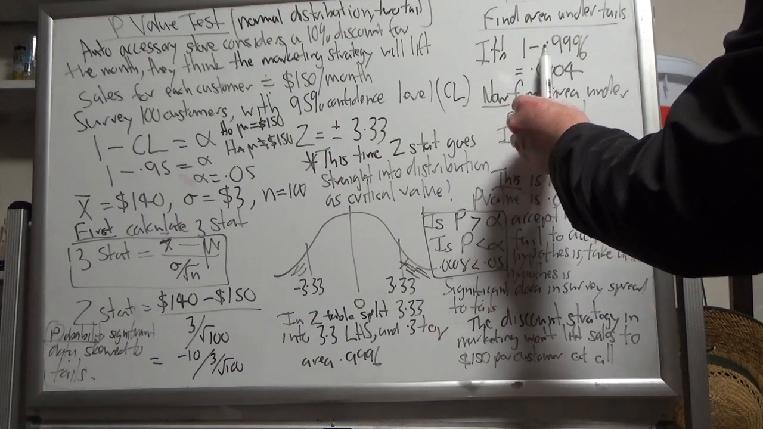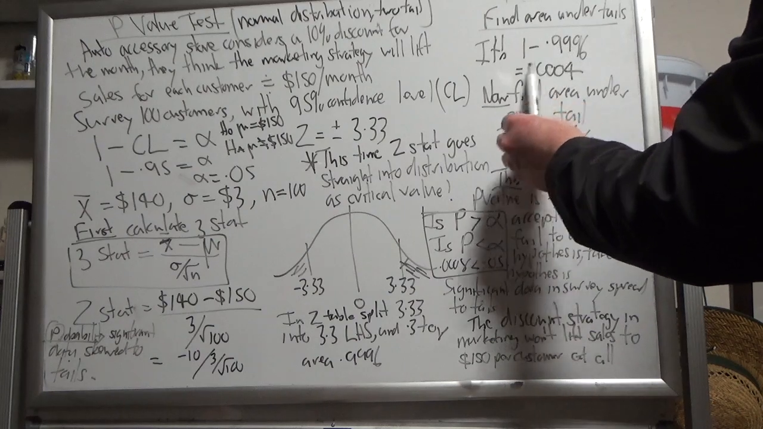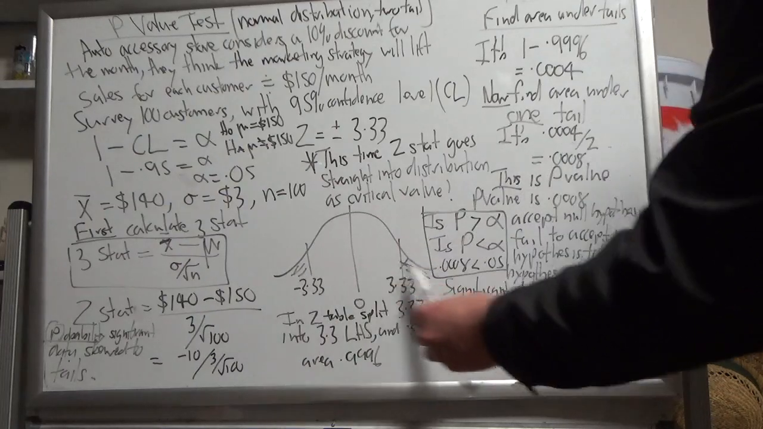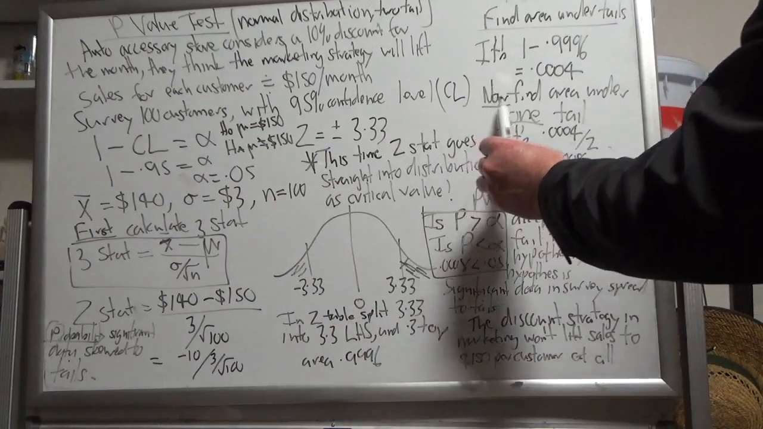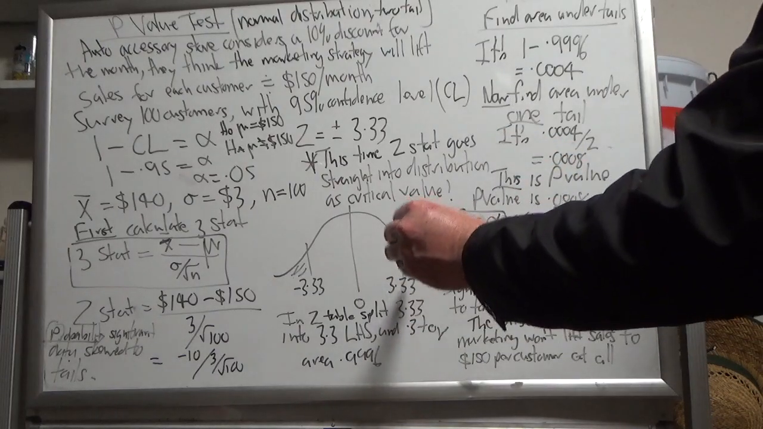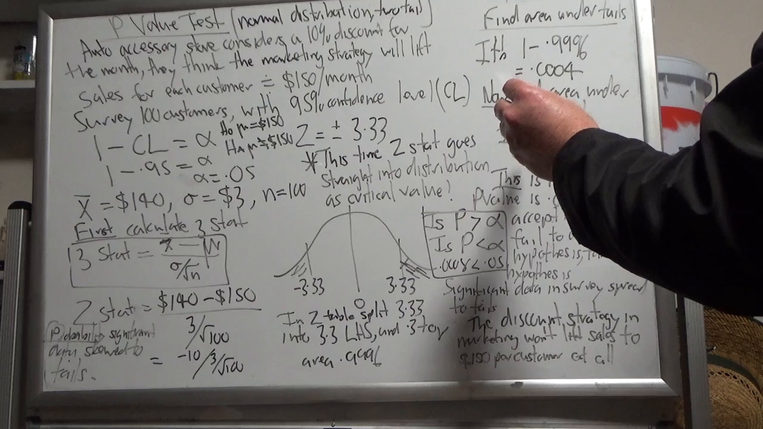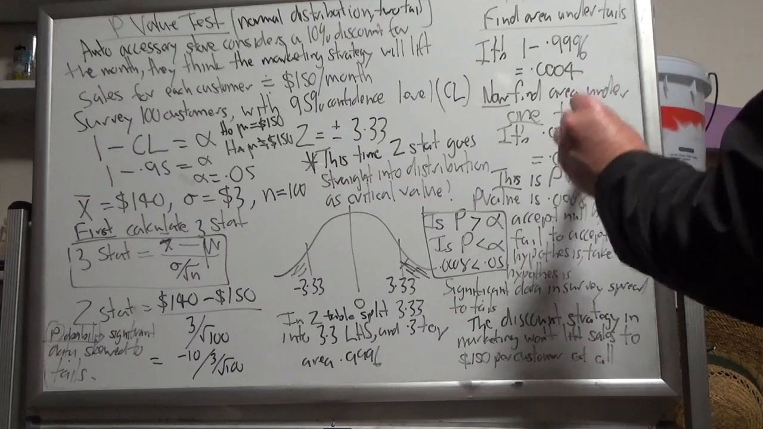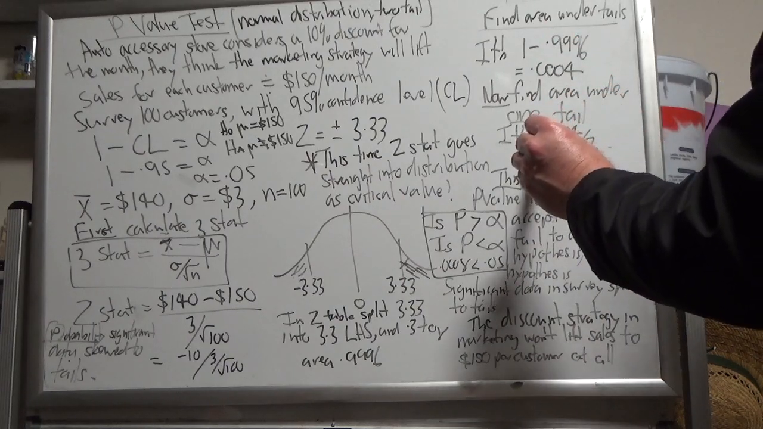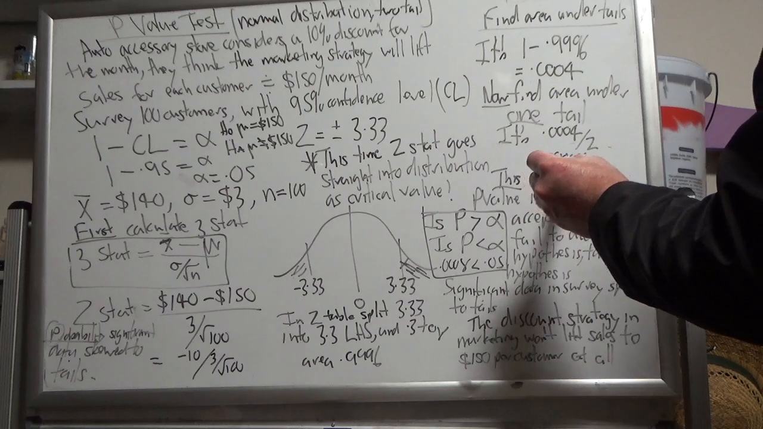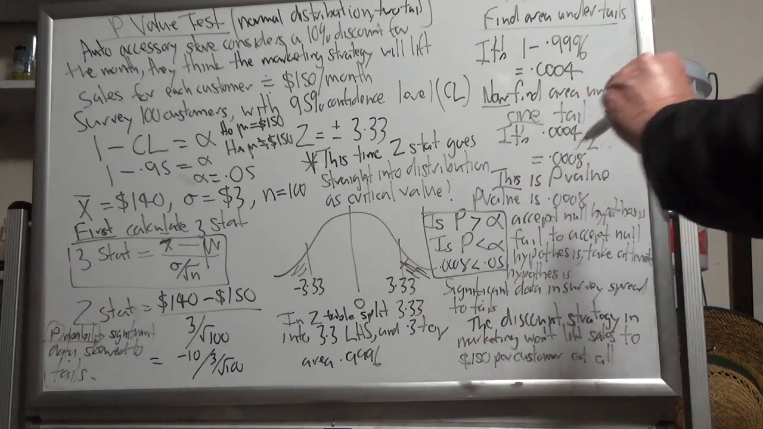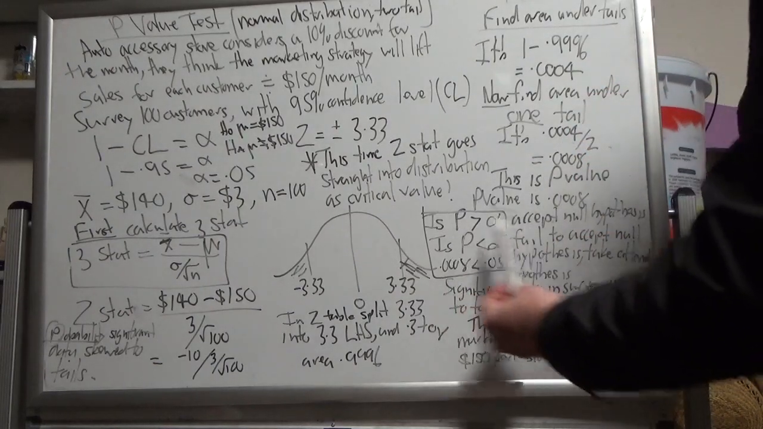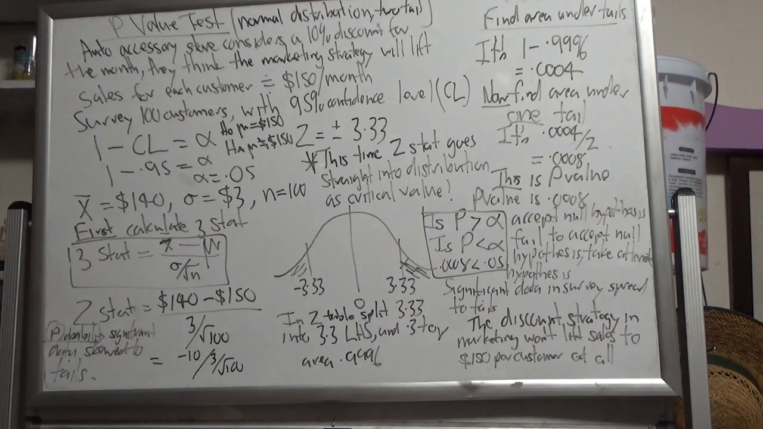So 1 minus 0.9996 equals 0.0004. That's the area under both tails, right? But you have to split it into two tails. You have to find the area under just one tail, so you divide that figure by 2, which is equal to 0.0002. That is your p-value. And you compare the p-value to alpha now to make your conclusions.